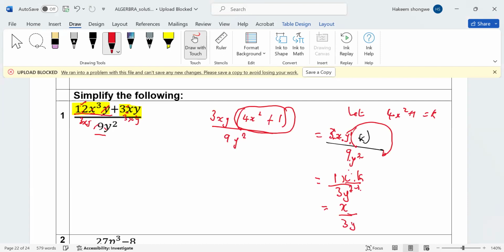Which is k? We know what is k. What is k? 4x squared plus 1. It's 4x squared plus 1. Then this is going to be our final answer. So I'm going to give you a mark for factorizing, for simplification, and we're also going to get a mark for the final answer.